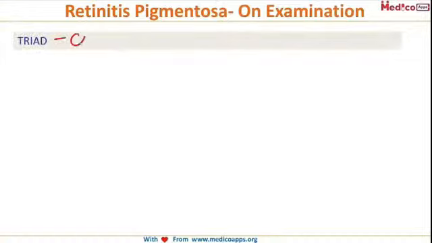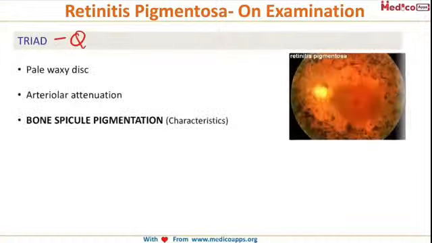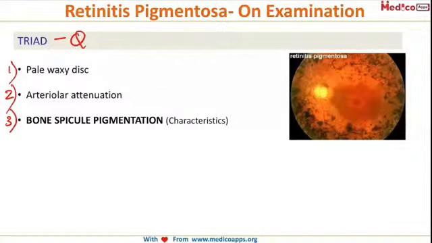Now, coming to the characteristic findings when you examine the fundus of a retinitis pigmentosa patient, this triad you will have to remember. This can be asked as a question. Please remember, it's a pale waxy disc, number 1. Then there is arteriolar attenuation, and number 3 is your bony spicule-like pigmentation. All of this black pigmentation that you're seeing is very characteristic of retinitis pigmentosa. Okay. So this is the triad.